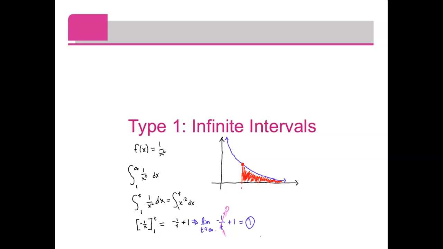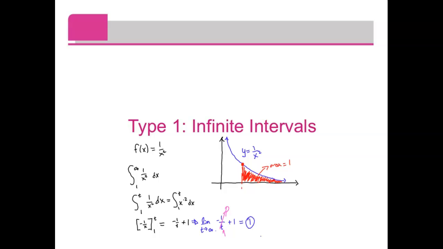Meaning for this curve, y equals 1 over x squared, the area underneath from 1 to infinity is 1. And that's basically going to be our approach to improper integrals with infinite limits, or on infinite intervals: replace the infinite interval with a variable, evaluate the integral like you would normally, and then at the very end, take the limit as that variable approaches infinity.